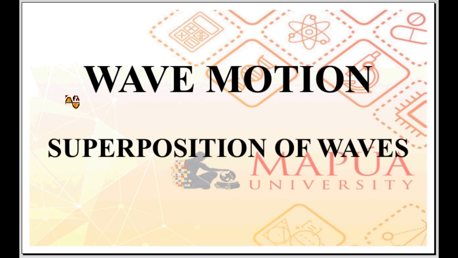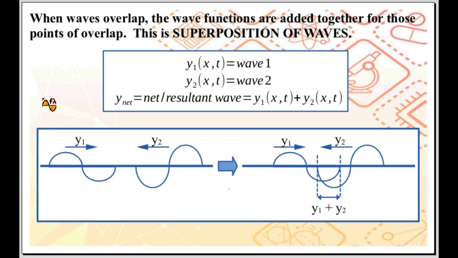And now we have the next part of our discussion on wave motion. We have superposition of waves. In the previous videos, we only considered the situation wherein you have one medium, one wave, one wave traveling through the medium. But it's also possible to have more than one wave traveling in the same medium.